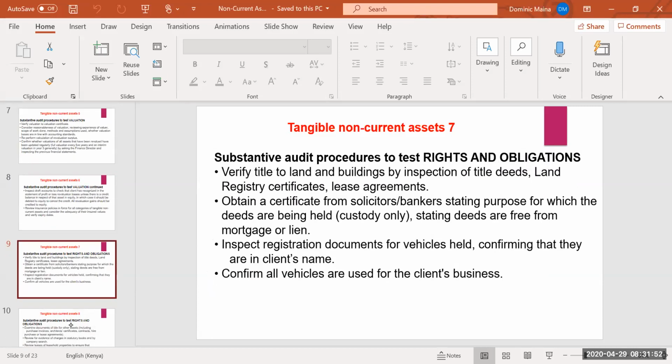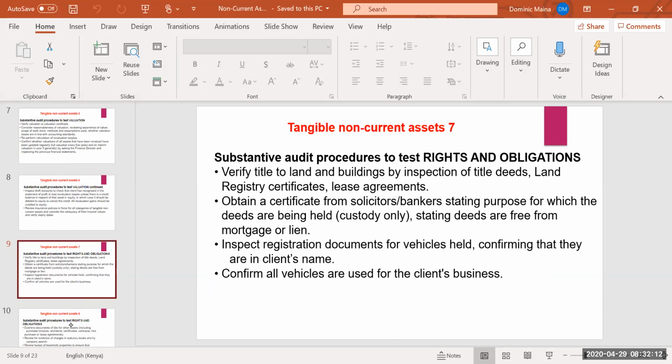Today, I want us to discuss rights and obligations. Now, what does rights and obligations imply? Since you're dealing with an asset that the company owns, you want to assess.